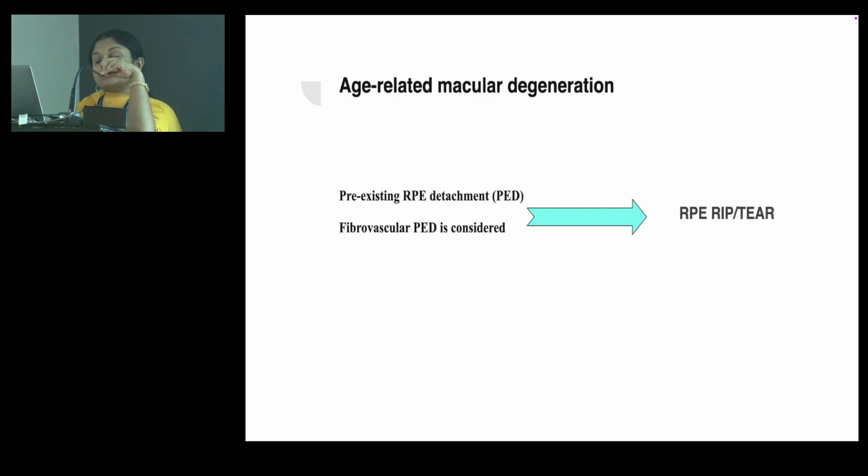And in age-related macular degeneration, there are chances of RPE tear or rip. So in cases of PED or pre-existing RPE detachment or fibrovascular PED, in PED itself, when it is tall in nature, we have to do intravitreal anti-VEGF with caution. Here also we have to do the procedure slowly with slow pull out of the needle.